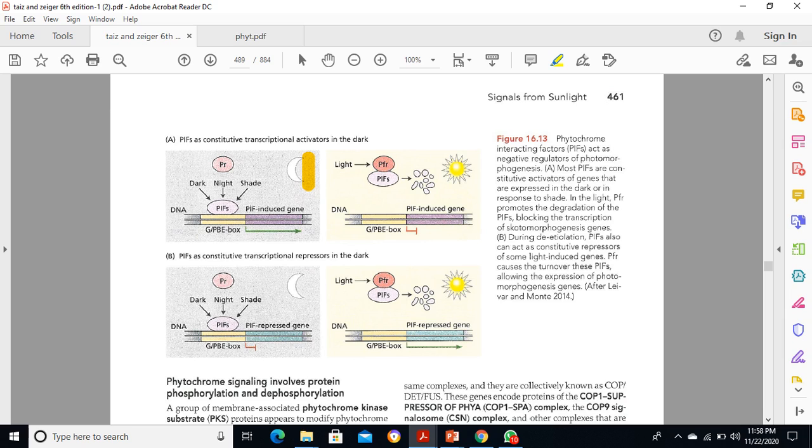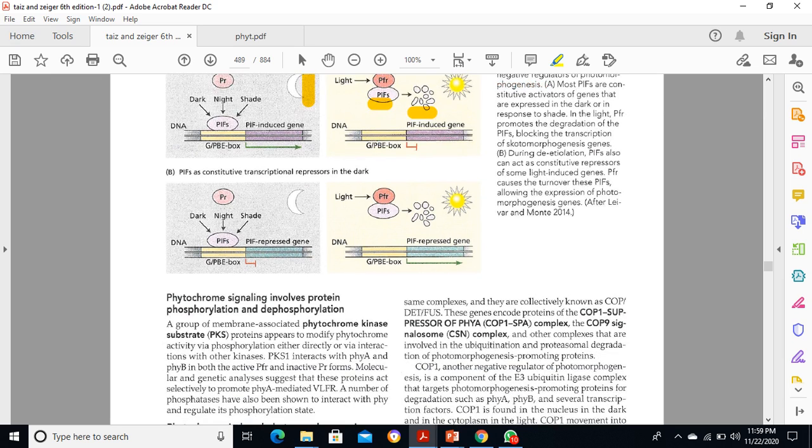But in the case of light, here sunlight is given. So in the presence of light, the light will convert PR to PFR. You know that PFR is the active form of phytochromes, isn't it? So this PFR will degrade PIF. See, the PIFs get degraded. So the PIF cannot interact with the scotomorphogenic genes, so transcription of scotomorphogenic genes is inhibited. Hence, no scotomorphogenic response in the presence of light. In the presence of light, they should undergo photomorphogenic response, so there is no need for scotomorphogenic response.